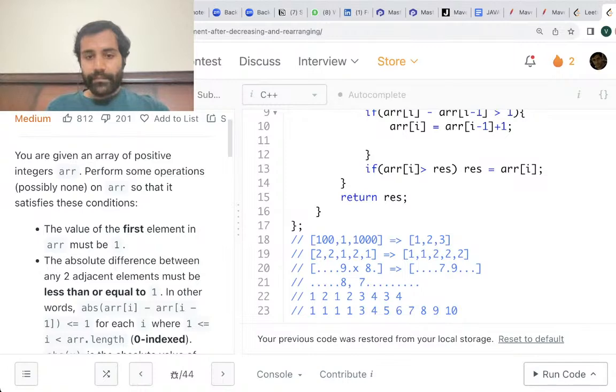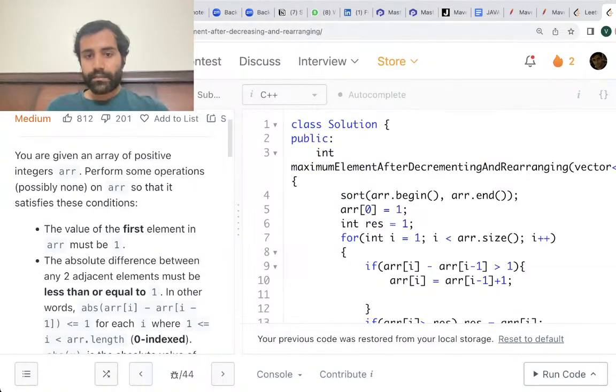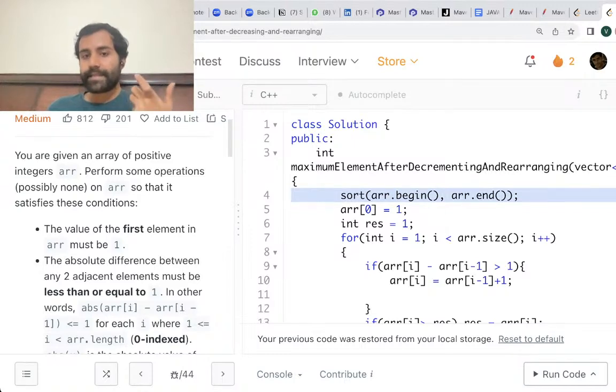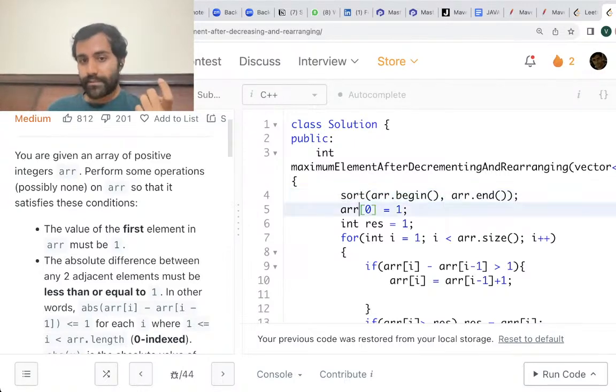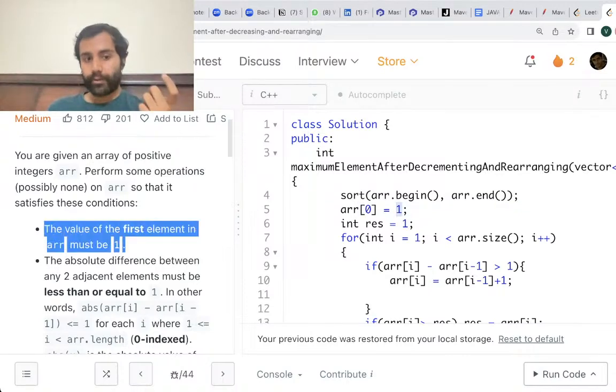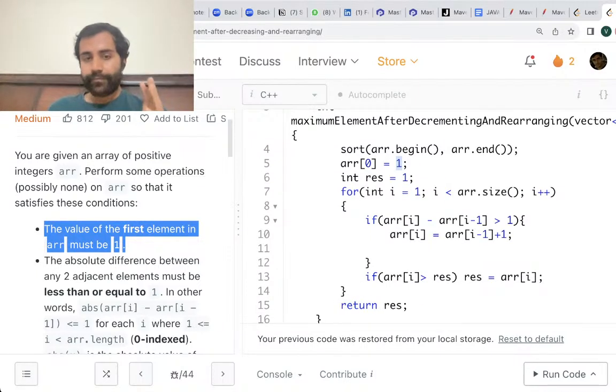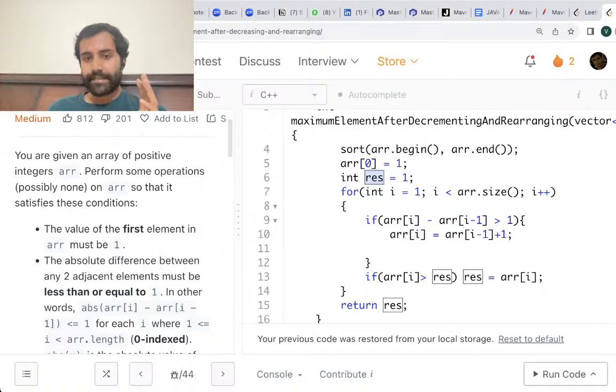Because if you have a random array, you will have to find out what is the smallest element. If you sort, you know that the smallest element is array of 0. Now, if array of 0 is not 1, you have to make it equal to 1, because that is the requirement of the question. The first element should be 1. Now make it equal to 1, and after that we have initialized a value result which is 1, because the largest element so far we have seen is array of 0, which is 1.